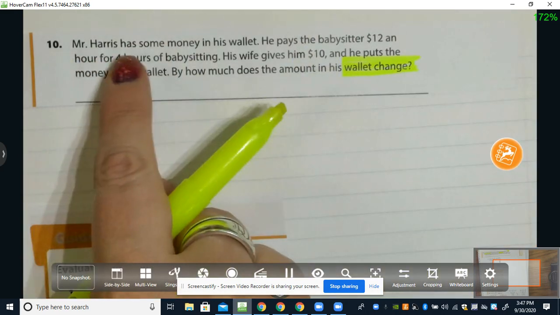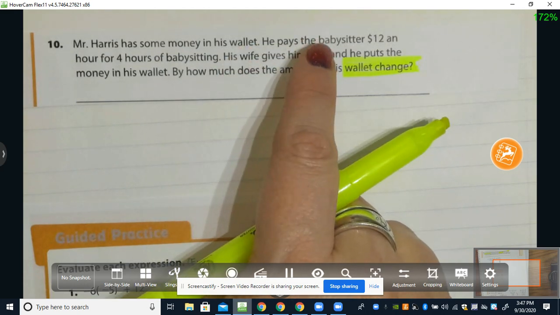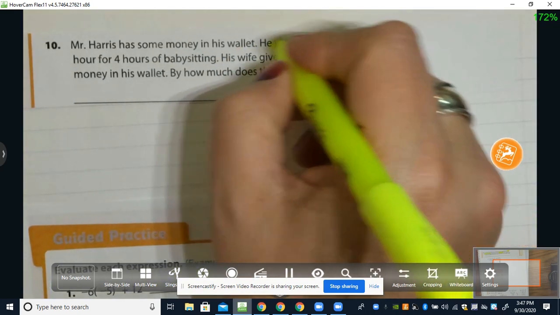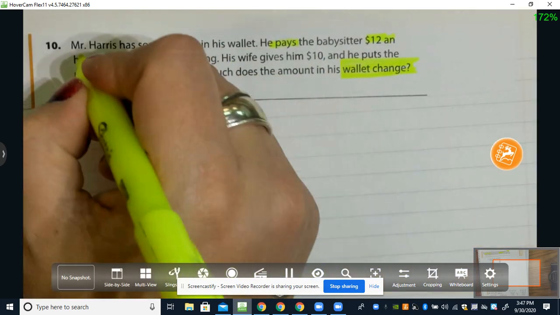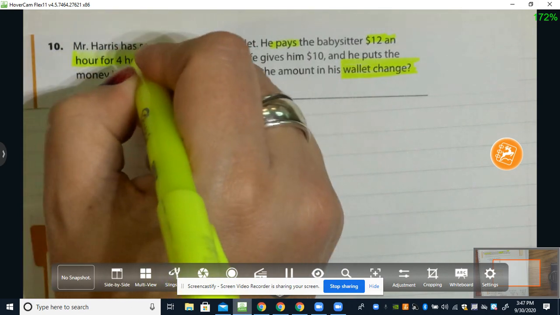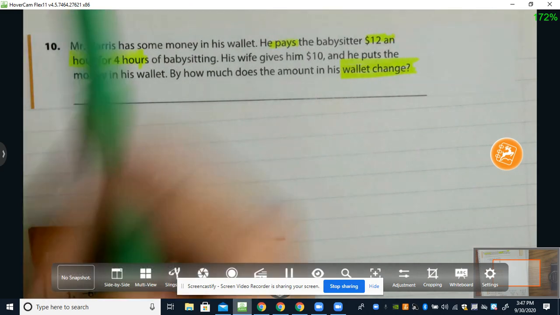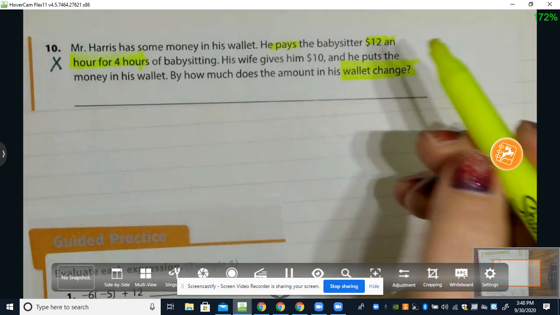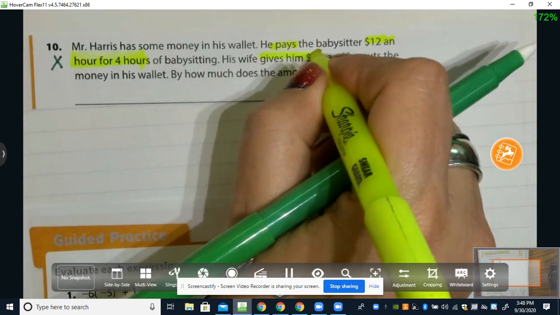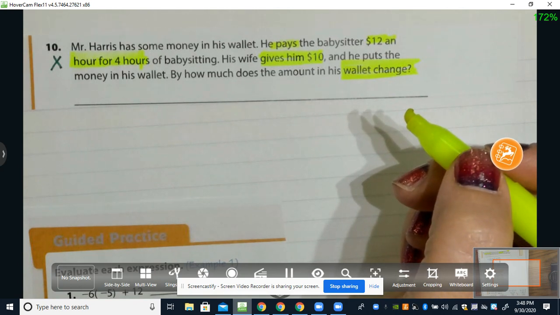Okay. Mr. Harris has some money in his wallet. Okay, nothing in there that I need to know. He pays the babysitter. Okay, so he pays someone. Money's taken out of that wallet. $12 an hour for 4 hours. When you're talking about money and hours, you are always going to be multiplying. Okay? His wife gives him, oh, she gave him, how nice, $10. And he put that in his wallet. By how much does the amount of his wallet change?